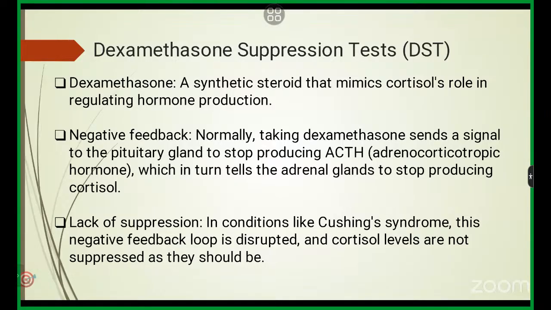So when this drug is taken and there's lack of suppression, you will be able to point to a diagnosis of Cushing syndrome. The negative feedback loop is disrupted, especially in Cushing syndrome. The cortisol levels are not suppressed as they should be.